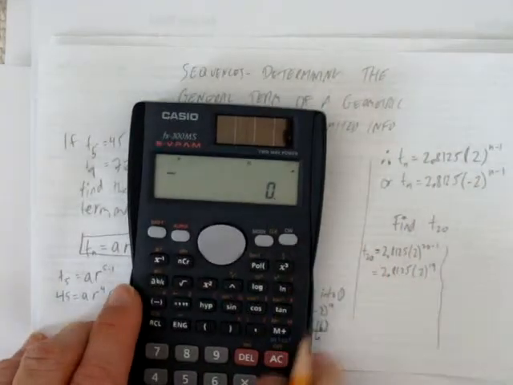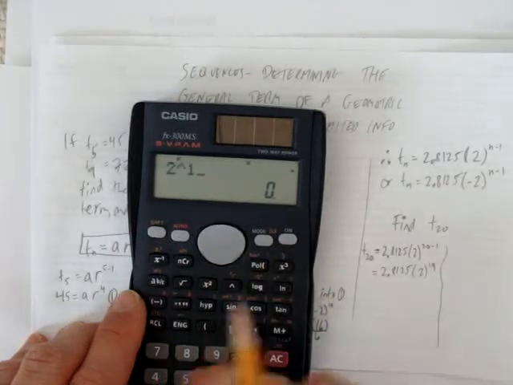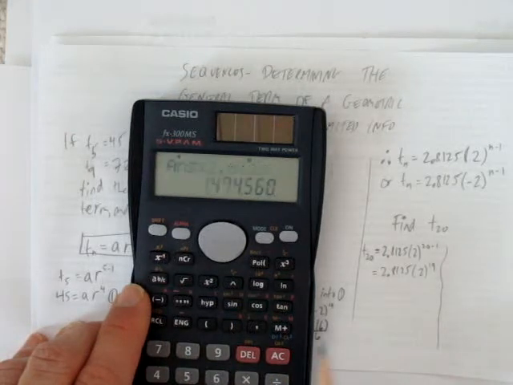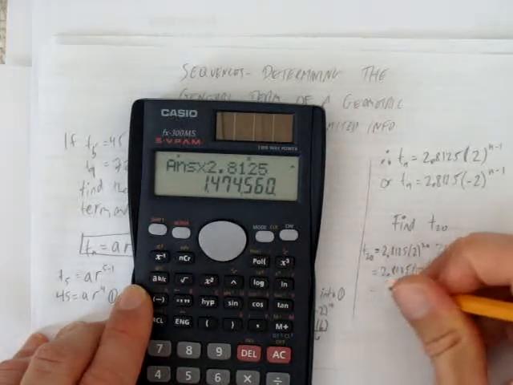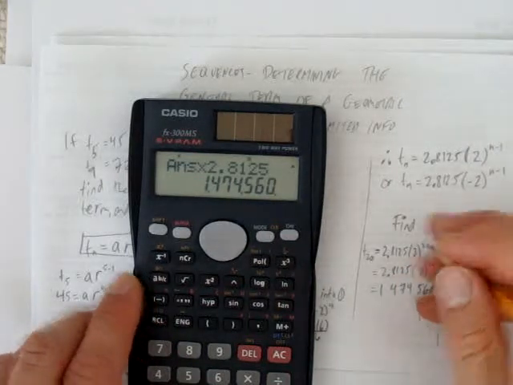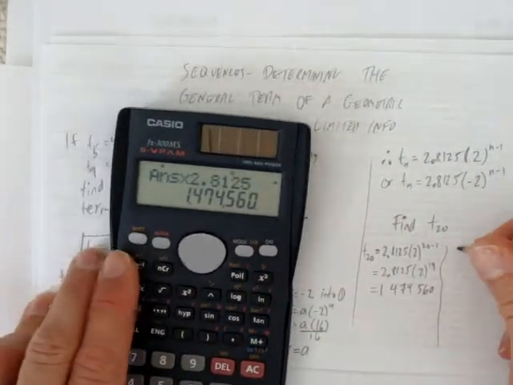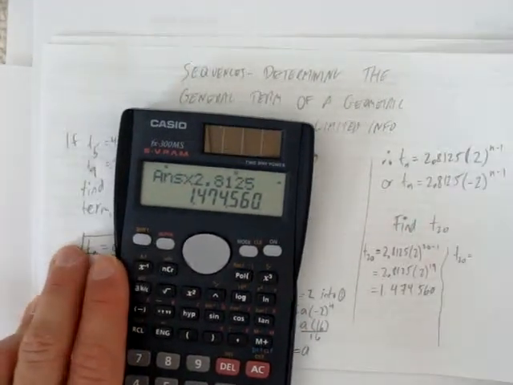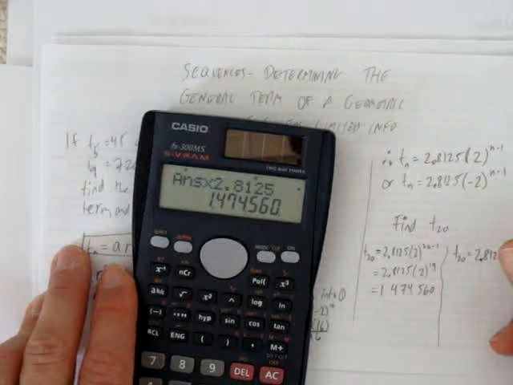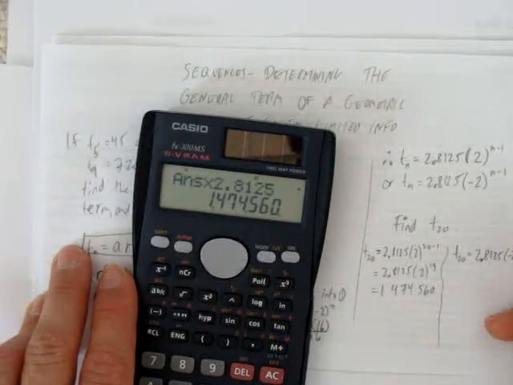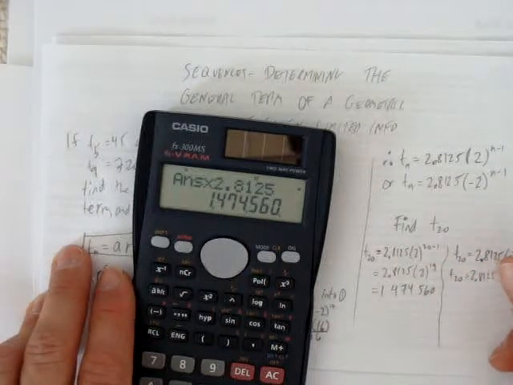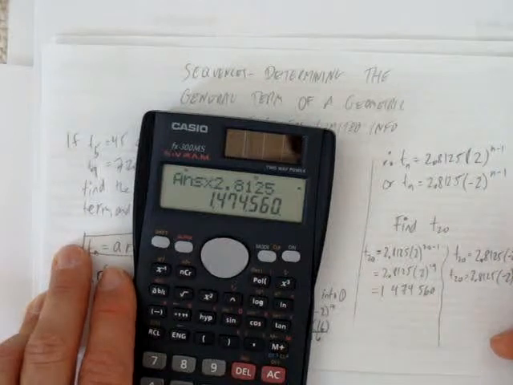And from there on in, it's going to be calculator. 2 to the power of 19 times 2.8125. And I get 1,474,560. That's assuming the R was positive. Again, two possibilities. Let's check the other one. If we're using our other possibility where R was negative, we have T equals 2.8125 times negative 2 to the power of 20 minus 1. So T20 equals 2.8125 times negative 2 to the power of 19.